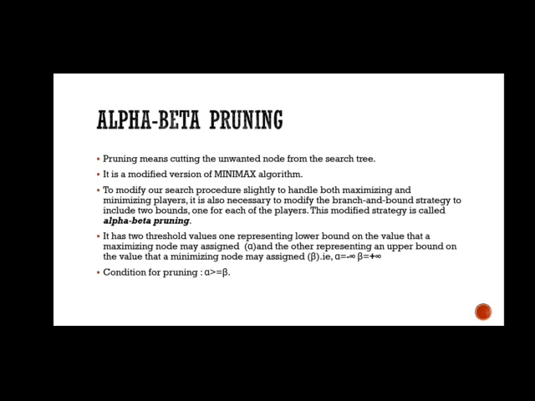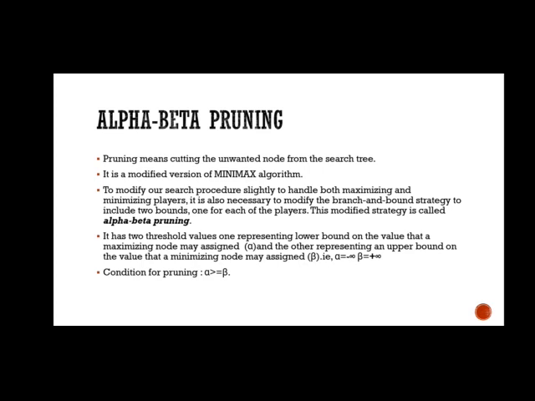There are two players, a player and an opponent player. So here we assign a max player and a min player at each level of this tree. At the max level the alpha values get updated, and at the min level the beta values get updated. So what is known as alpha beta pruning?